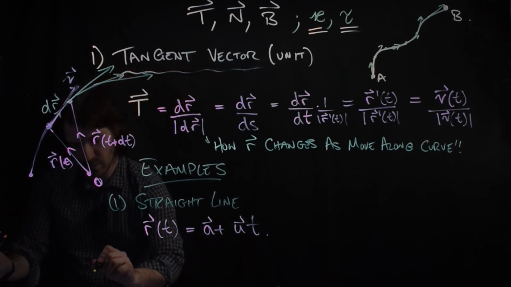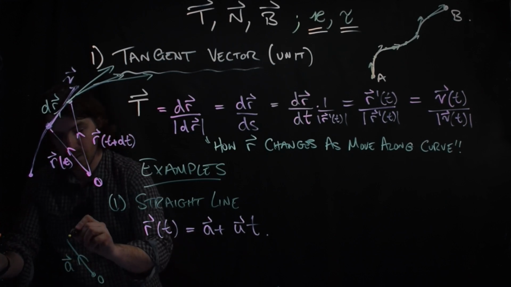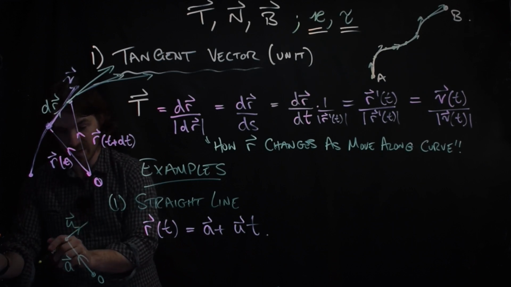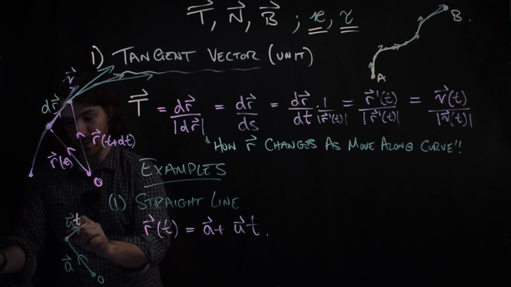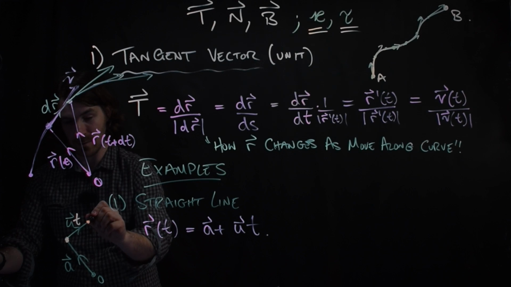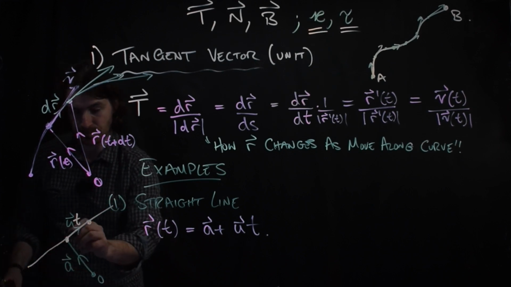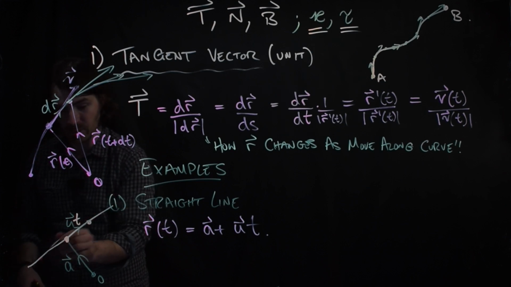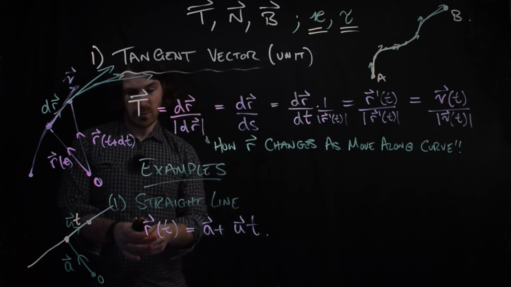Remember our straight line: we had an origin O, we moved some vector a, there was some vector u, and the straight line was mapped out by scaling this u by t. So we change t, and this endpoint moves along this line. t equals 0 is this point, t greater than 0 is up here, and t less than 0 are these points on the line. So this is our straight line. What's our tangent vector here?